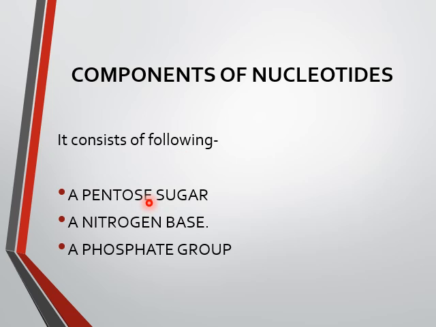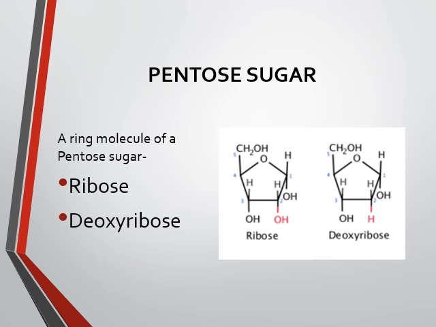Number 1 is pentose sugar, means made up of 5 carbons, nitrogen base and a phosphate group. First we are taking the pentose sugar, a ring molecule of 5 carbon pentose sugar. Number 1 is ribose and number 2 is deoxyribose. So this is the structure of ribose, in which we are having 5 carbons, 1, 2, 3, 4, and this is your 5 carbon. So we are having the group OH, OH, OH and OH.